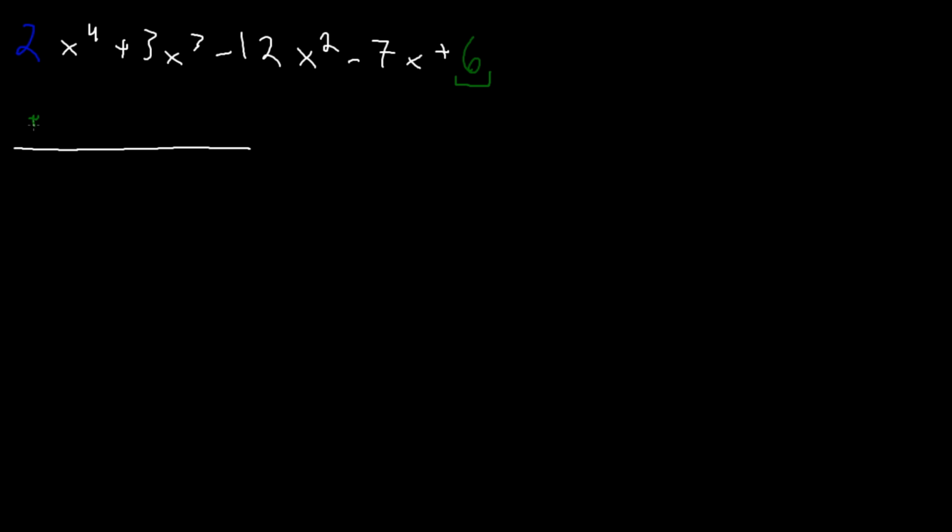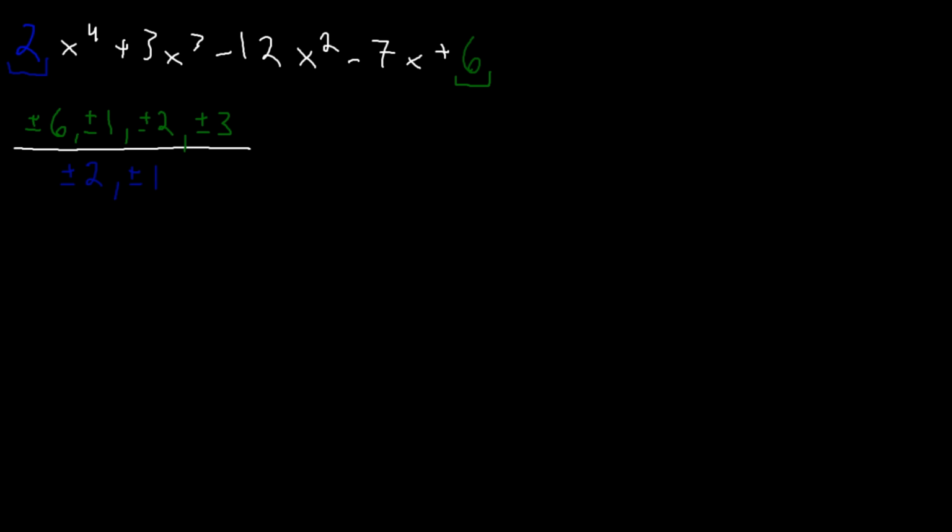So we have plus or minus 6, plus or minus 1, plus or minus 2, plus or minus 3, and that's all the factors of 6. And you have to put that over the factors of q. So the factors of 2, which in this case q is equal to 2, are plus or minus 2, then plus or minus 1.